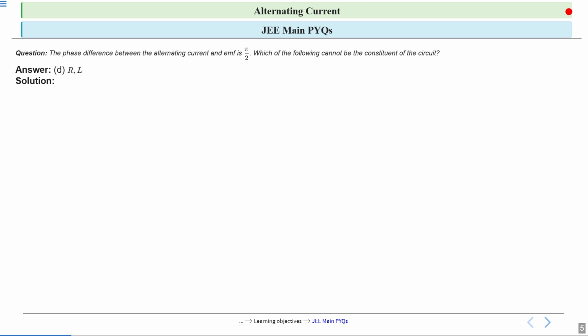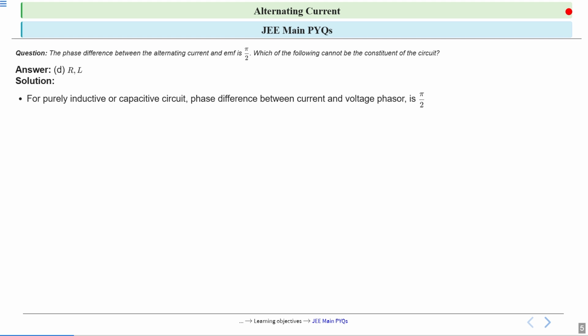So D option is correct. RL circuit. In an RL circuit, the phase difference between alternating current and EMF cannot be pi by 2. Why? For a purely inductive or capacitive circuit, the phase difference between current and voltage is pi by 2. I have already mentioned that if the circuit is purely inductive or capacitive, that means options B and C are incorrect. Okay, means what is asked in the question is that which cannot be a constituent of the circuit.